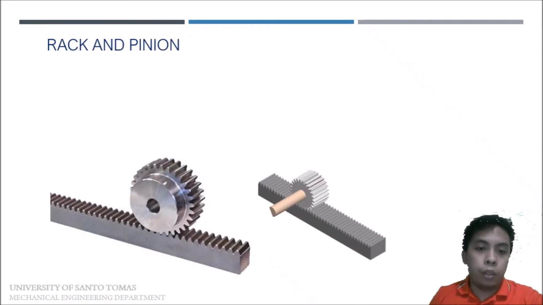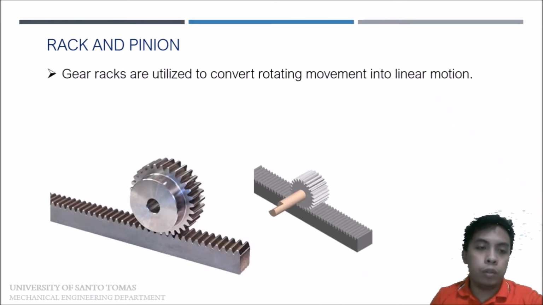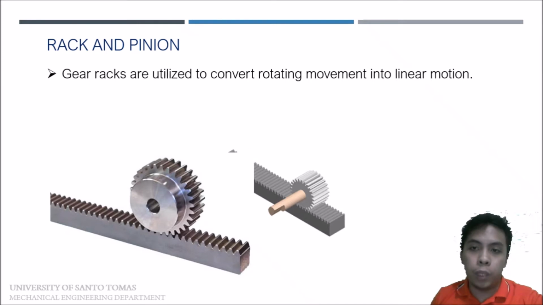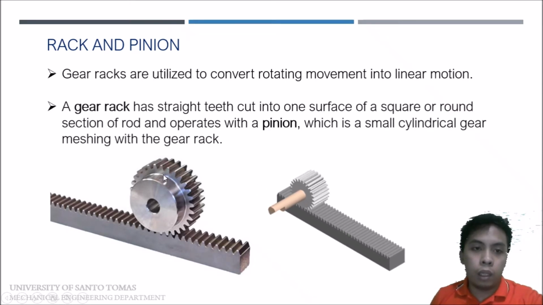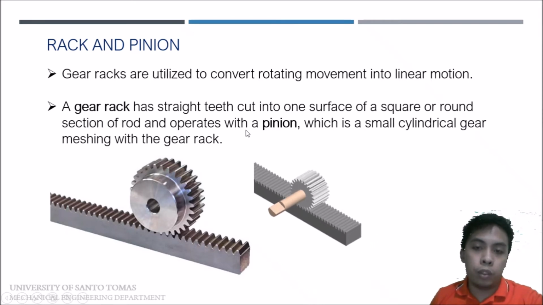Next, rack and pinion. So gear racks are utilized to convert the rotating movement into linear motion. As you can see here, gear rack yung tawag natin dito sa linear gear natin. And a gear rack has straight teeth cut into one surface of a square or round section of a rod and operates with a pinion, which is a small cylindrical gear meshing with the gear rack.